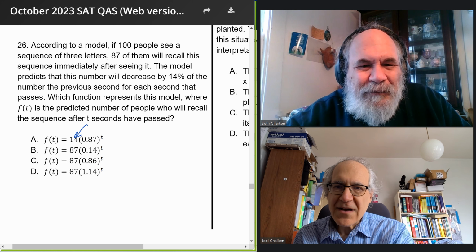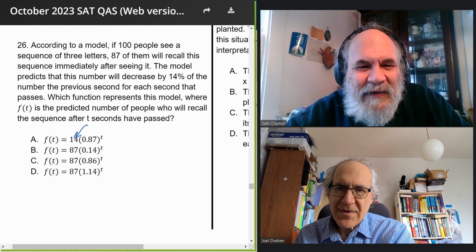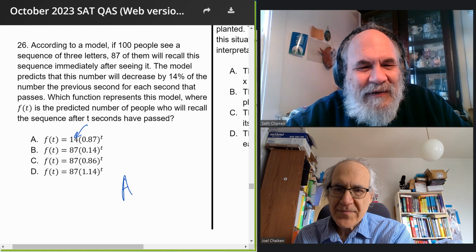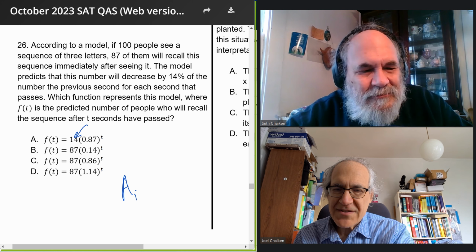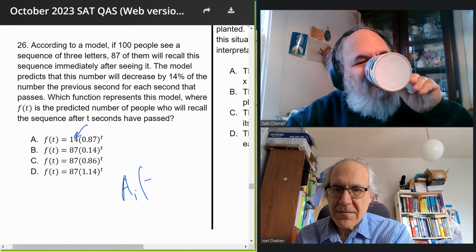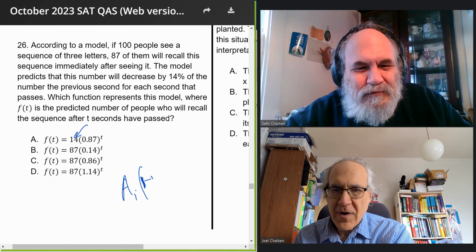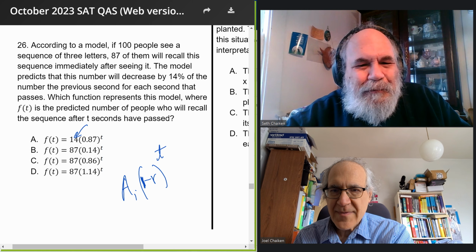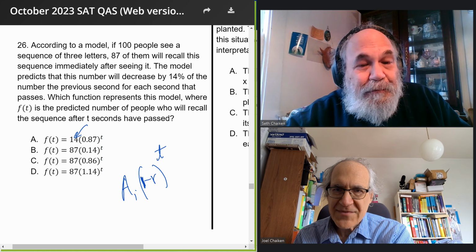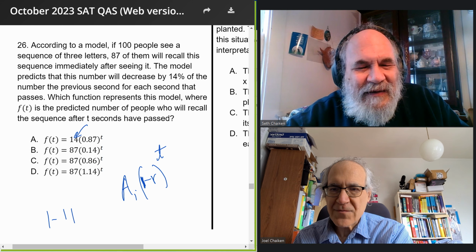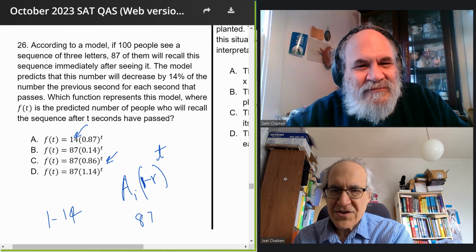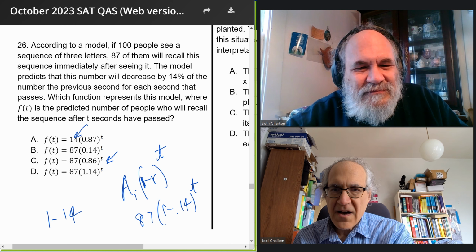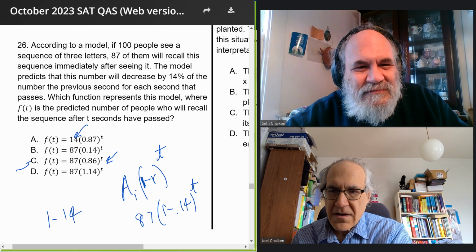Okay, anyway. Because it's exponential decay, the relation is the initial amount times 1 minus the rate of decay, to the t-th power. It's very tempting to put 14 in there, but it's really the complement of 14. It's 1 minus 0.14, so it's 0.86. So it's the initial amount times (1 minus 0.14) to the t. So it's this one.